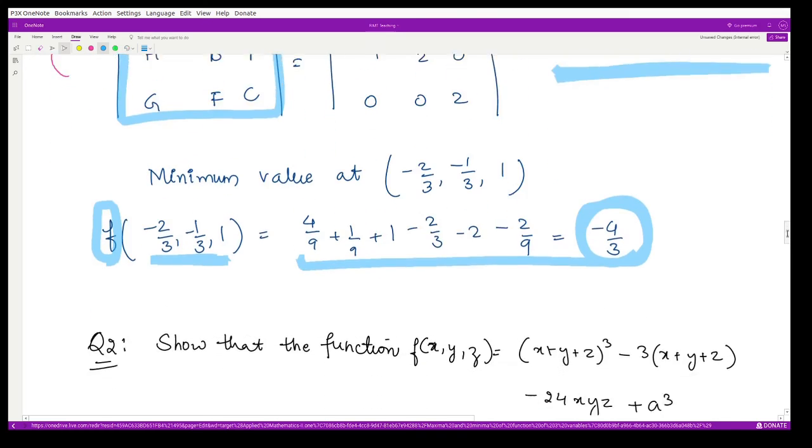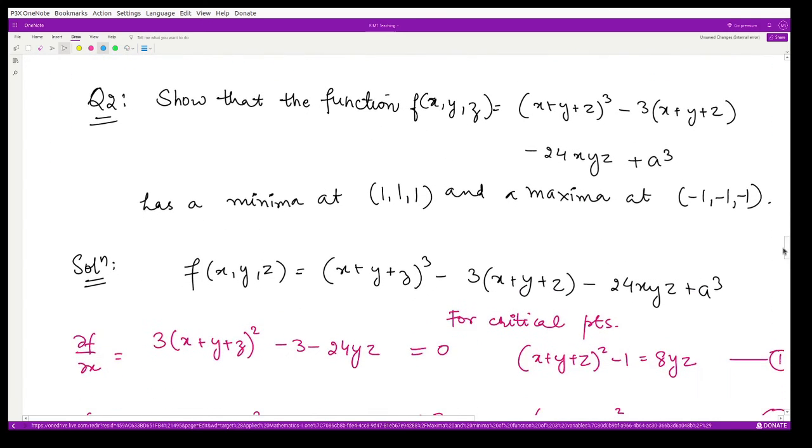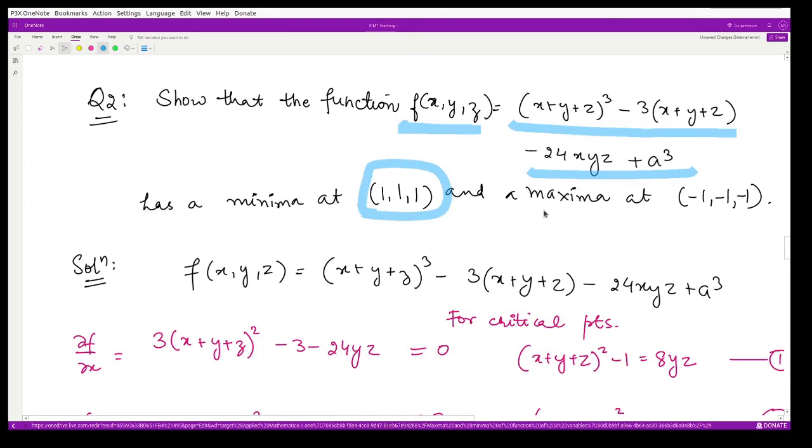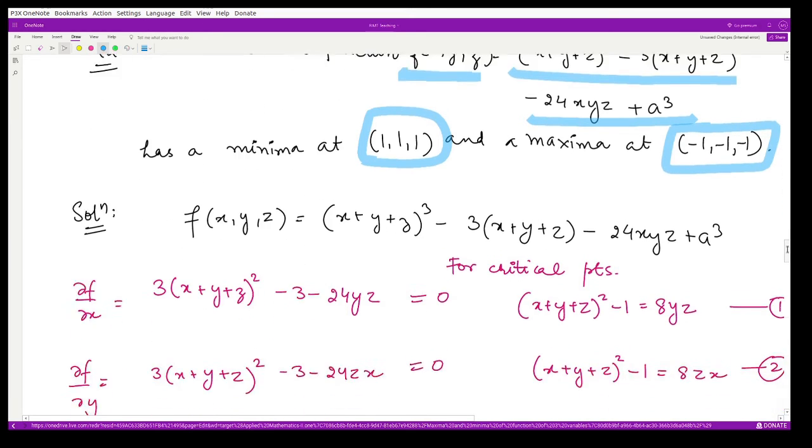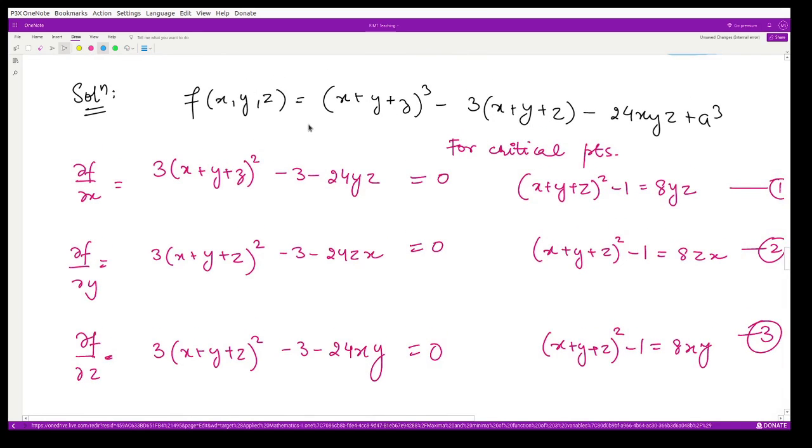So let us see one more question. The question says we have to show that the function f of x, y, z, which is defined to be like this, has a minima at the point 1, 1, 1 and a maxima at the point -1, -1, -1. So in this case also the procedure is same. So we have our function.